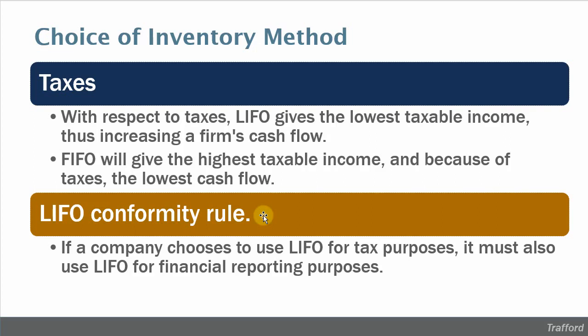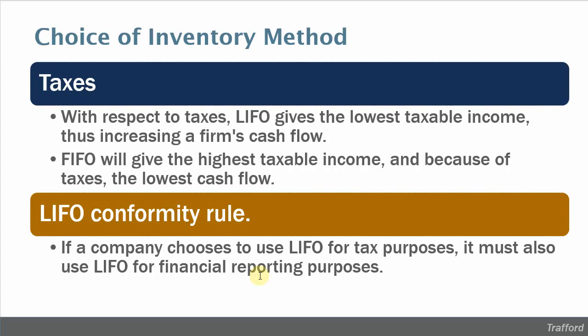The LIFO conformity rule is a rule that only applies if a company is using LIFO for tax purposes. And the rule is summarized right here. If a company chooses to use LIFO for reporting cost of goods sold and ending inventory for taxation purposes, then the company must also use LIFO for financial reporting purposes. So in this one instance, your tax method choice is also tying your hands for financial reporting purposes. It's called the LIFO conformity rule.